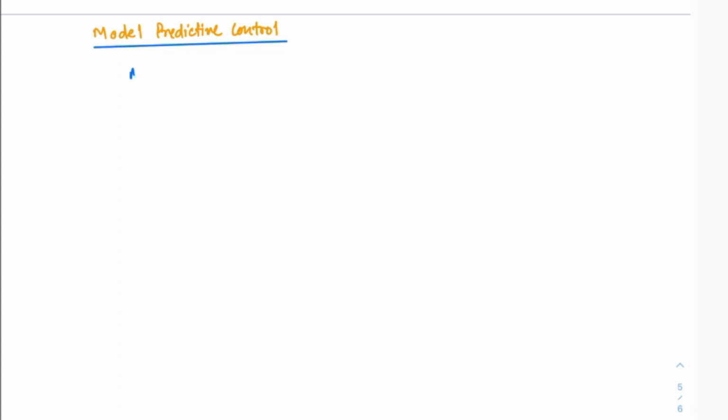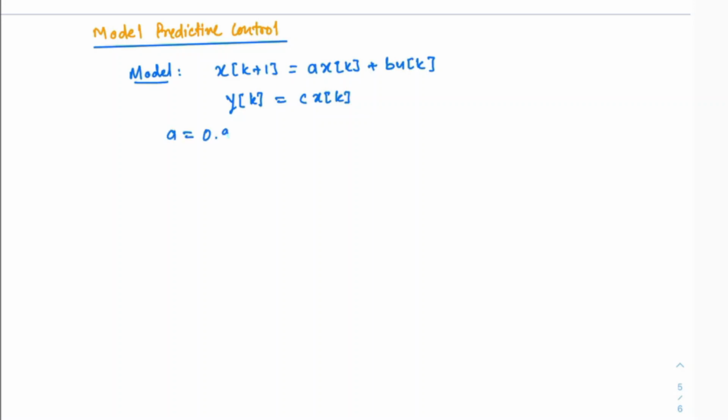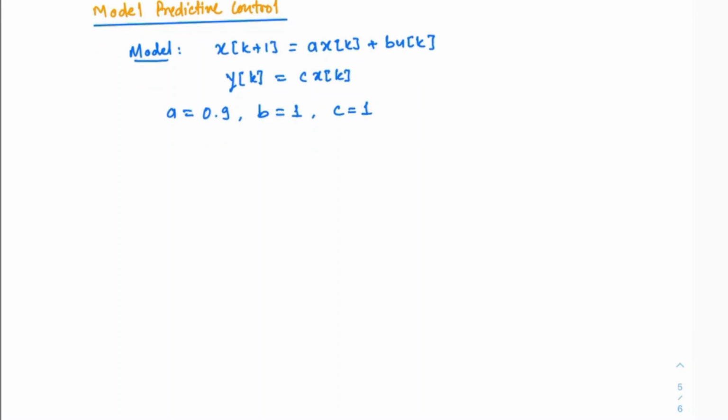Okay, so let's start with the model. x of k plus 1 equals A x of k plus B u of k, and y of k equals C times x of k. So let us assign certain values. Let's call A as 0.9, B as 1, and C equals 1, just for simplicity in calculation.